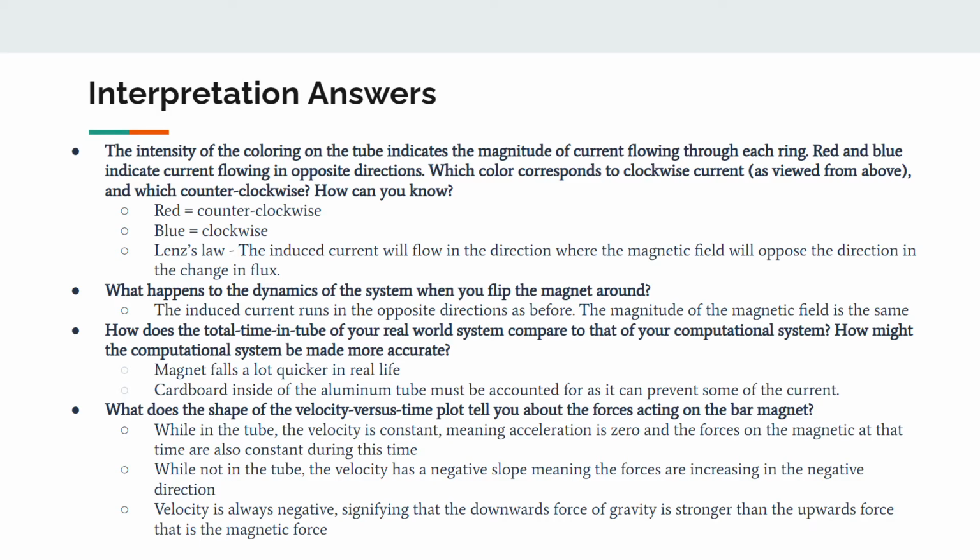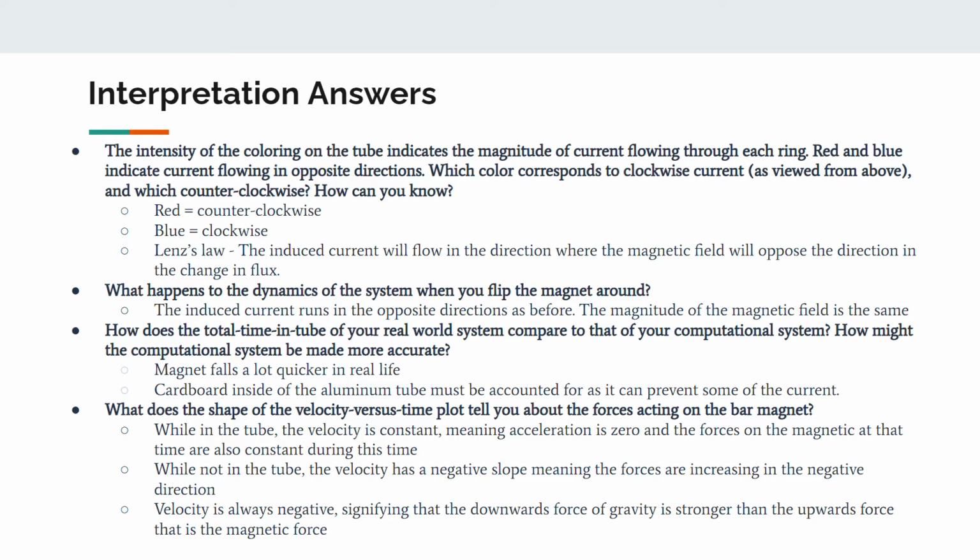How does the total time in the tube of your real world system compare to that of your computational system? In real life, the magnet falls a lot quicker, which is what our results also indicated. In addition, the carbon inside the aluminum tube must be accounted for, as it prevents some of the current from driving the magnet, or I should say braking the magnet.